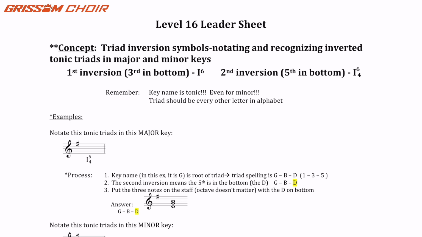So our first inversion, the third of the triad, is notated by a 6 after the Roman numeral, and the second inversion, the 5th of the triad in the bottom, is notated by a 6-4 after the Roman numeral. These examples being I6 and I6-4.